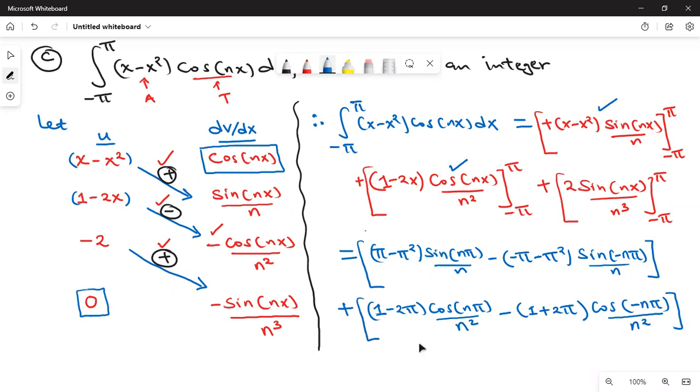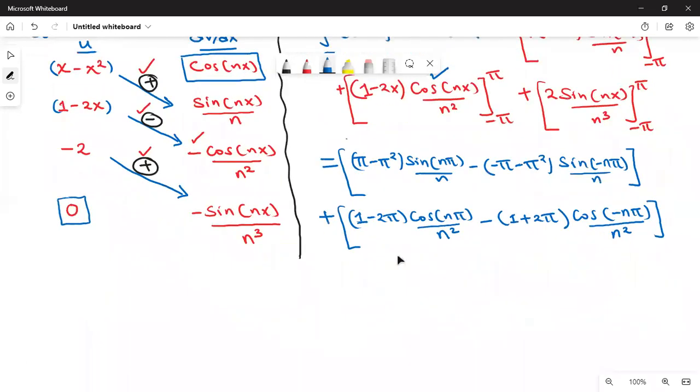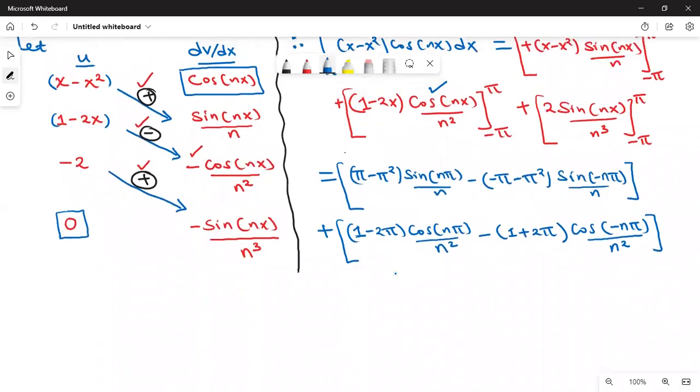And finally, the third term is this. It's also a plus. I can factor out the 2, then bracket sine n pi over n cubed minus sine negative n pi over n cubed.